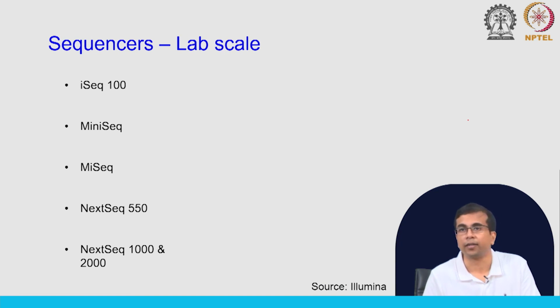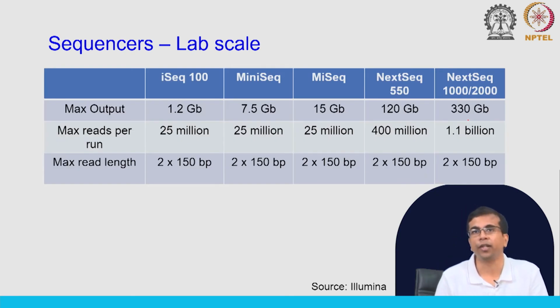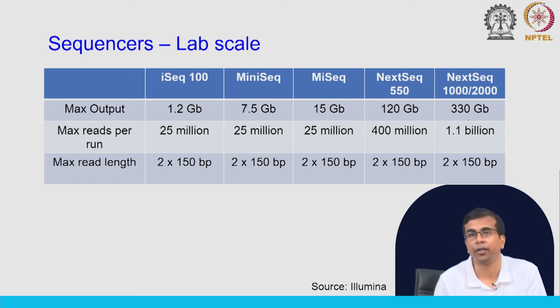So, there are several sequencers, varying in their throughput and the kind of capability that they have. So, these are some of the names. You can have MiniSeq, MiSeq, NextSeq sequencers. The principle of sequencing is the same. We follow the sequencing by synthesis method, the only thing is that their throughput is different. Okay. So, here is some idea about the throughput that you get from these machines. As you can see, they vary a lot, starting from 1.2 gigabases to 330 gigabases going up to NextSeq 1000 and 2000. Again, depending on your requirement, you will choose the right sequencer.